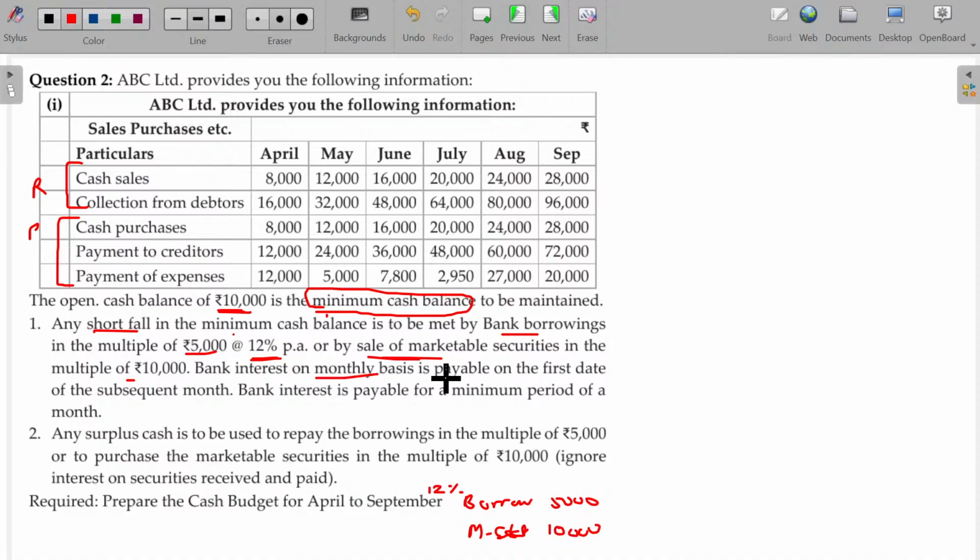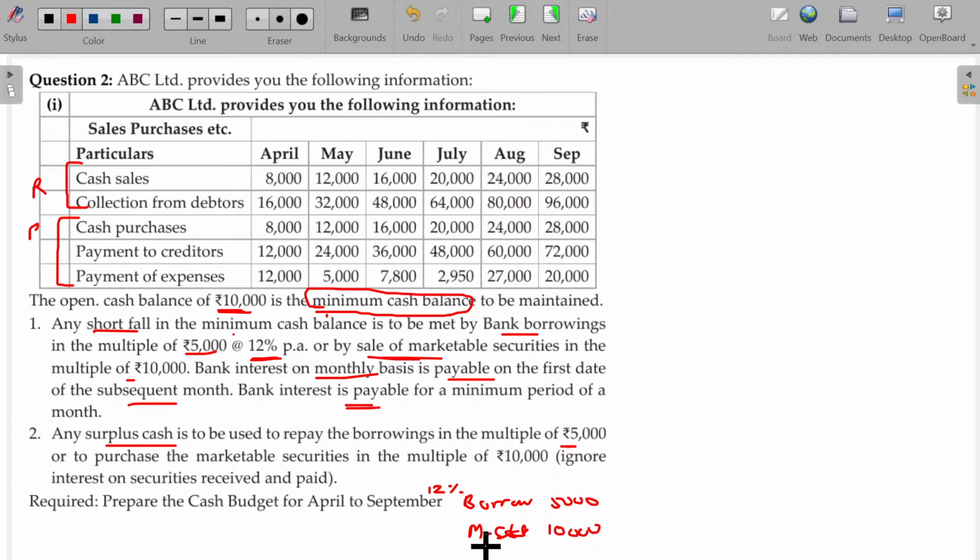Bank interest on a monthly basis is payable on the first day of the subsequent month. Bank interest is payable for a minimum period of a month. Any surplus cash is to be used to repay the borrowings in multiples of 5,000. Any surplus.